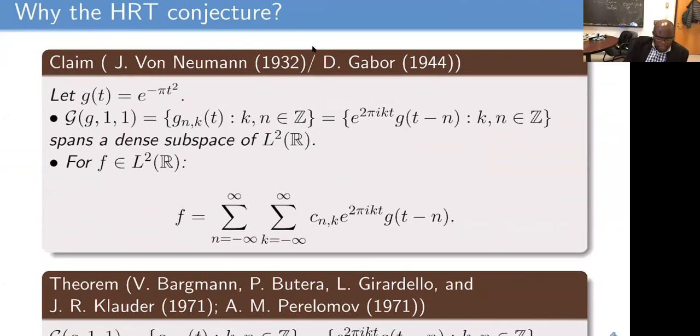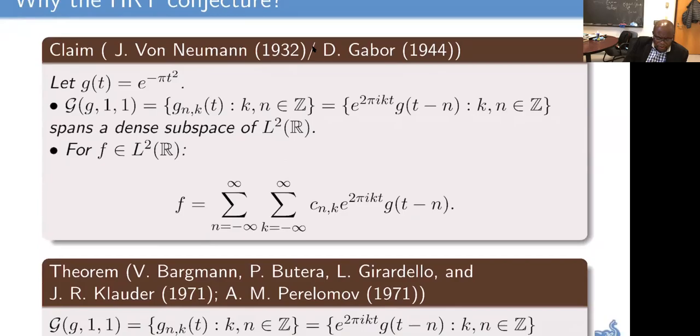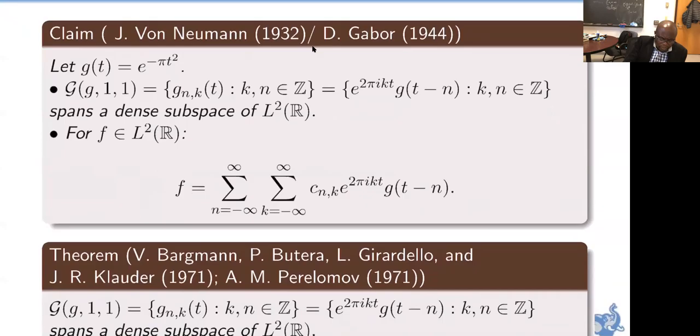Time frequency analysis for me here will mean something that originated from Dennis Gabor's work. One can also think about it as coming from a question that John von Neumann asked in 1932, and that Dennis Gabor also asked about a decade later. The question is the following. Suppose that G is a Gaussian and look at the time and frequency shifts. This is exactly the same sort of function that I gave you earlier, but here I'm shifting only on the integer lattice in both time and frequency.